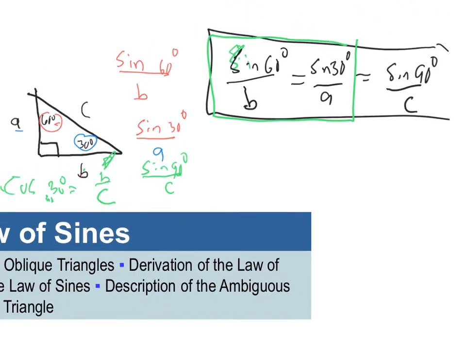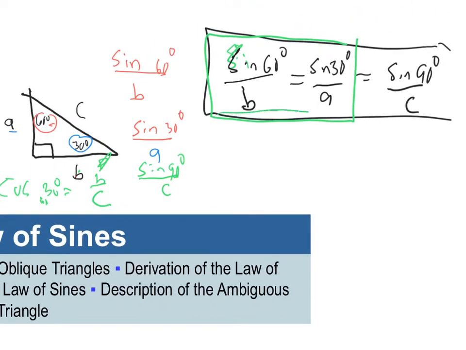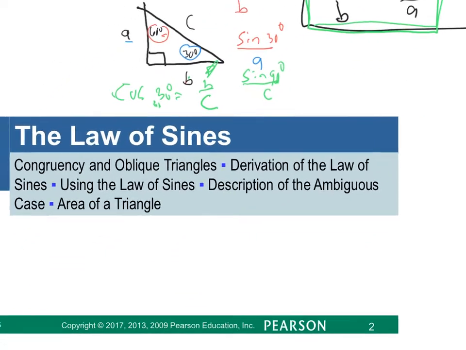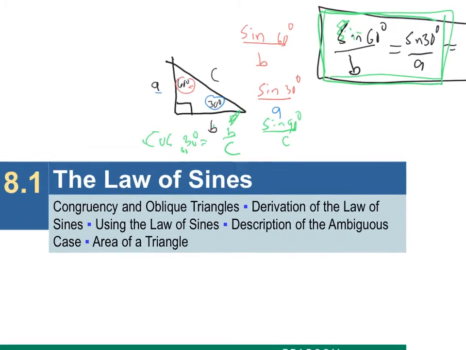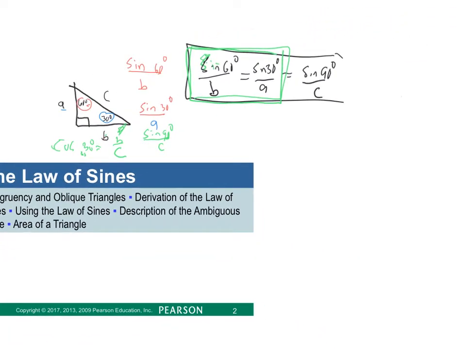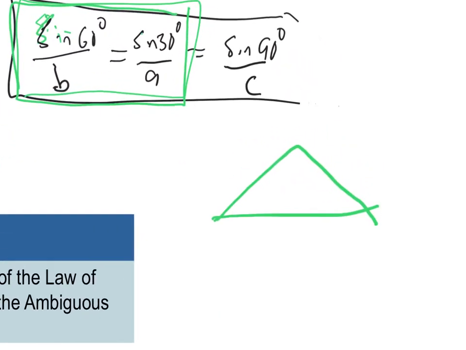So you'll never have, in this particular proportion, everything unknown. You have to have at least everything known except for the one thing you're looking for. That's just a right triangle. But the beautiful thing about law of sines, it doesn't have to be right.